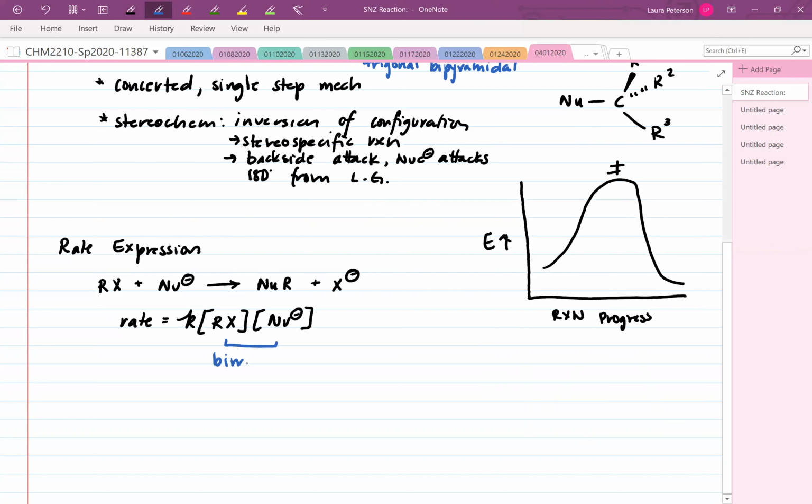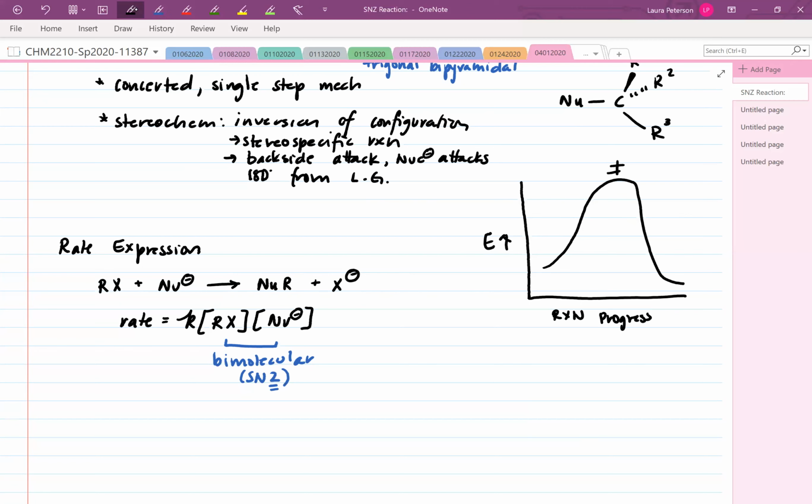Since there's two molecules that dictate the rate, this is bimolecular. So it's a bimolecular rate expression, and let's just remember that's why it's a 2 in SN2. In SN1, we're going to see a different rate determining step, and that's why we're going to have a different rate expression, and it's going to end up being a unimolecular reaction. Here, the concentration of both the electrophile and the nucleophile influence the rate.